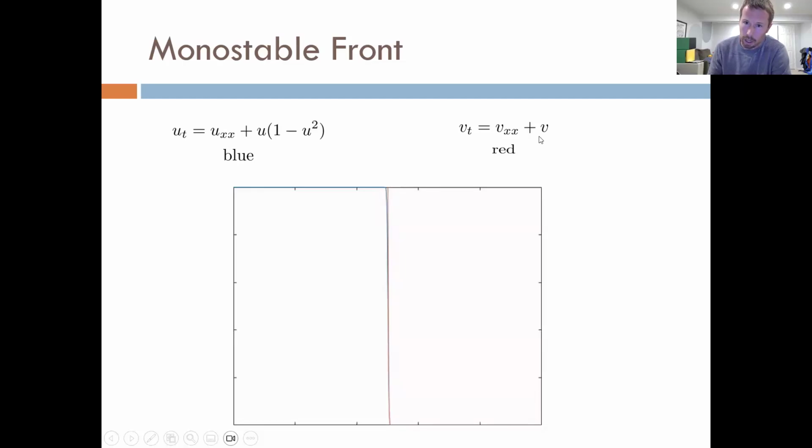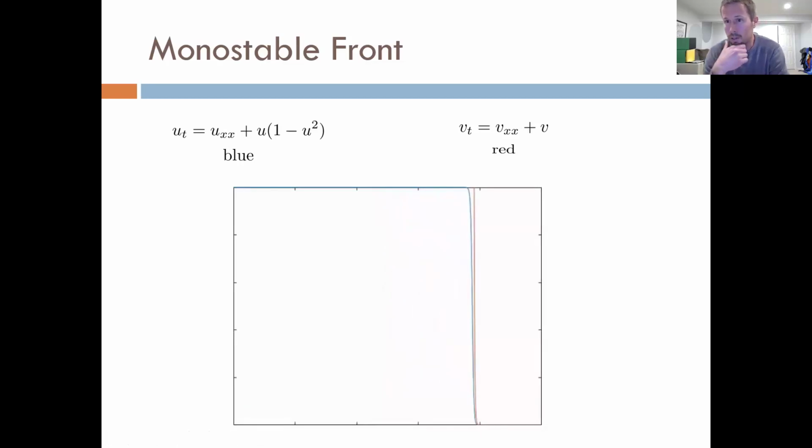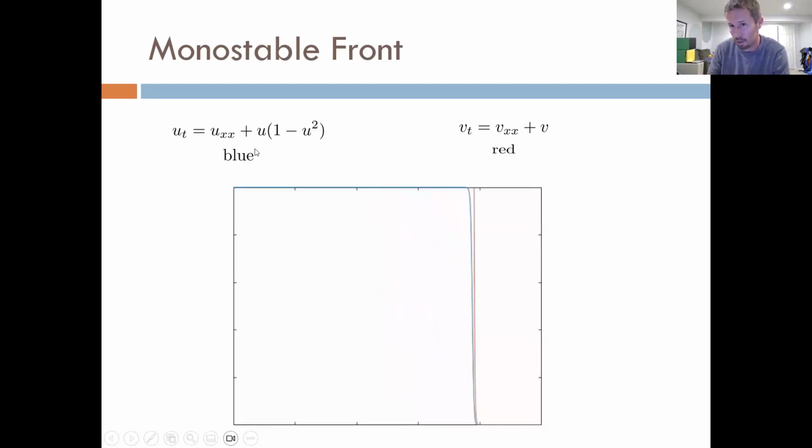Blue is going to be the front, red's going to be the linearization. What you'll see is they stay very close to one another, right? So the red thing is growing exponentially in time, so I'm cutting it off and only showing you where it intersects the interval from 0 to 1. But what you notice is that the linearized solution is keeping pace with the nonlinear solution. Maybe I should say that backwards, right? The nonlinear solution is keeping pace with the linear solution. Okay.